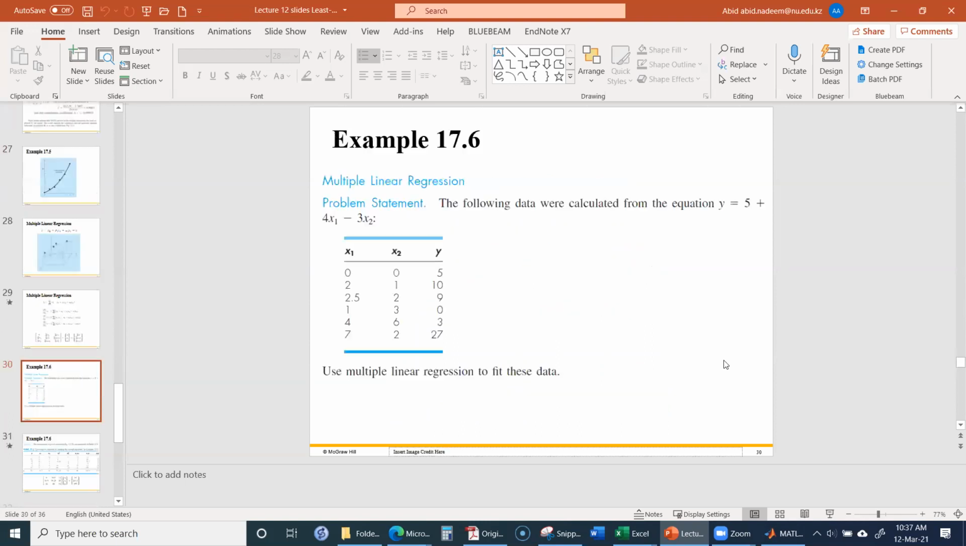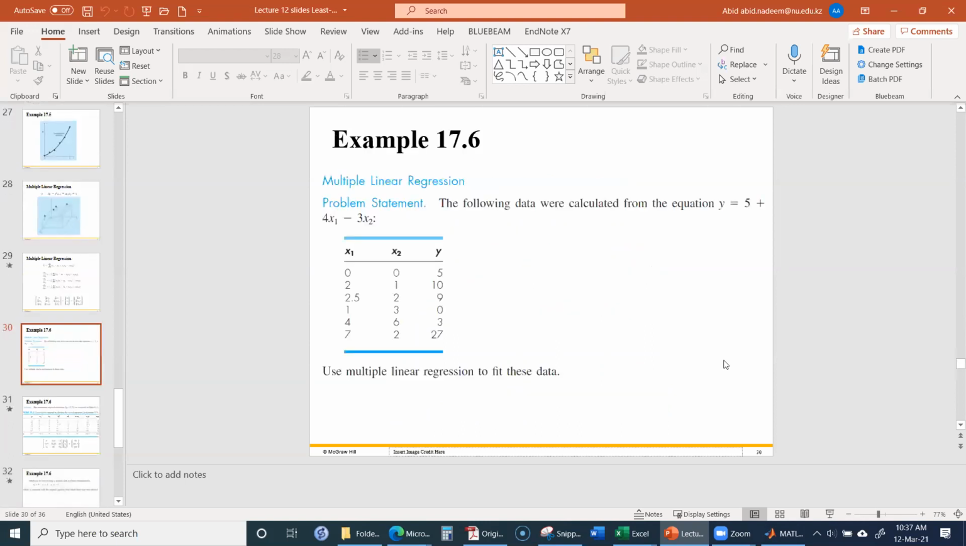So therefore, we have to use this formula. In this case, in the multiple linear regression, the following data were calculated from the equation y is equal to 5 plus 4x1 minus 3x2. Okay, so we have this equation. So yeah, these equations we have.